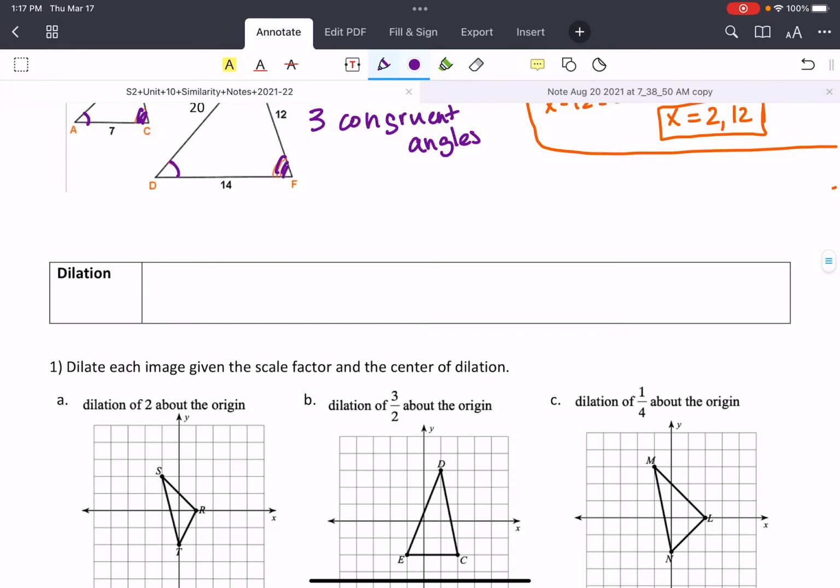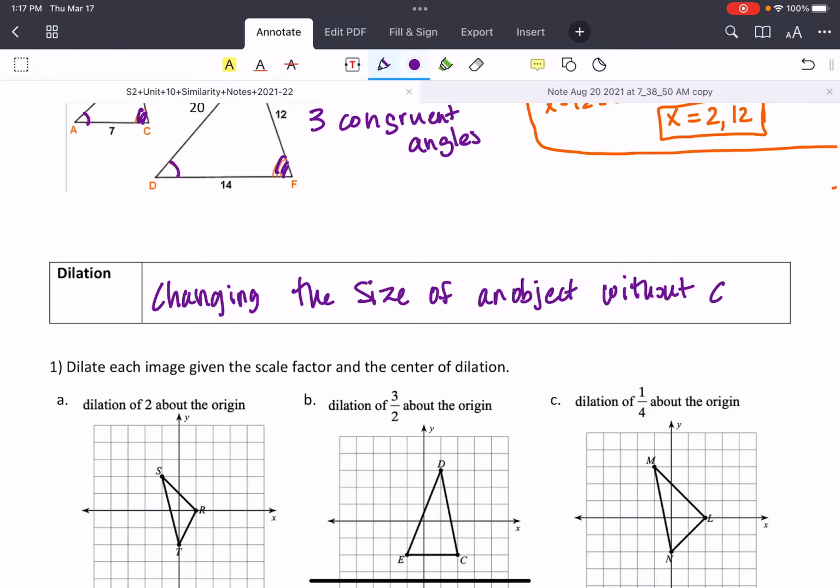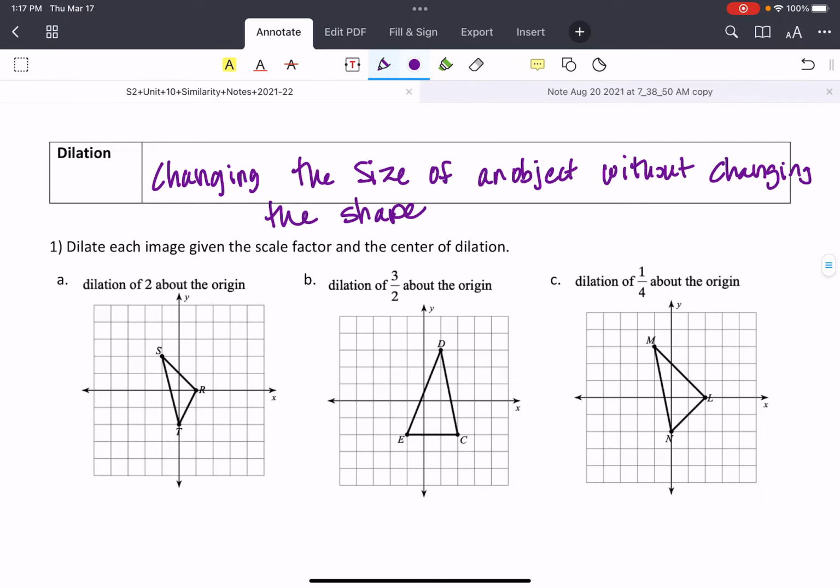All right, so what does all this mean? Well, let's talk about what the definition of a dilation is. So a dilation, you learned about it last year, but it means that we are changing the size of an object without changing the shape. So we just want to make sure that if we're dilating something, that if it's a triangle, it stays a triangle, and if it's a circle, it stays a circle, and if it's a square, it stays a square, and it doesn't change shape.